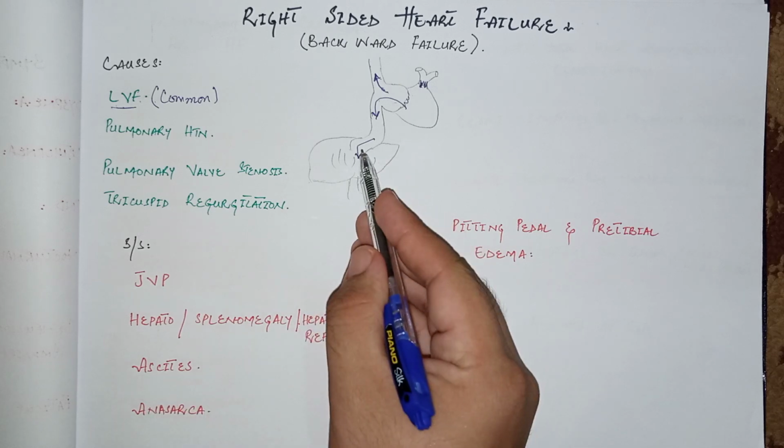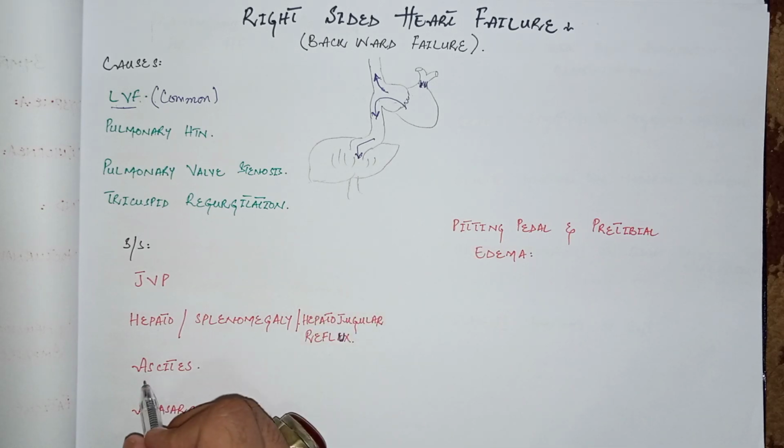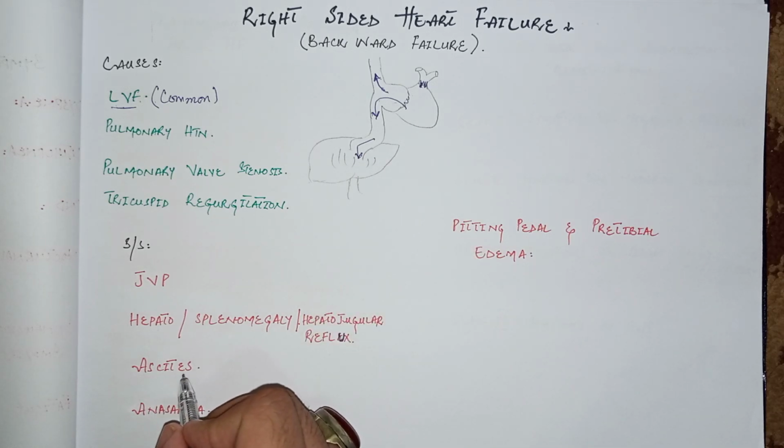And also due to the congestion of the venous system, the patient may develop ascites, that is fluid accumulation in the peritoneal cavity, and anasarca. This anasarca is basically a generalized edema. In this case, there is a pericardial effusion, pleural effusion, as well as edema of the limbs. So this is generalized edema.